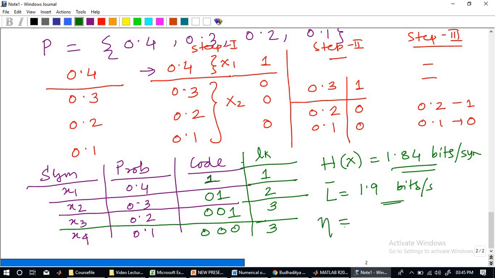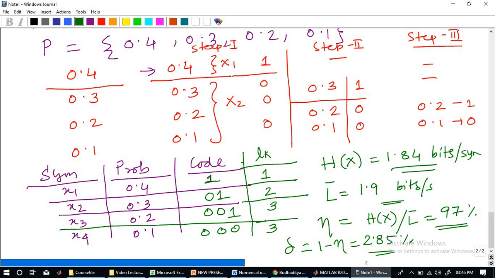So can anyone give me the efficiency? Efficiency calculation, HX by L average, it should come around 97%. Now if you compare with the earlier problem, what was the efficiency? Shannon's binary 76. So as far as the coding efficiency is concerned, from 76 to 97 we are achieving with respect to this technique. This particular process is known as Shannon-Fano. Also, you can find the redundancy actually. So 1 minus eta will give you redundancy of around 2.85%.